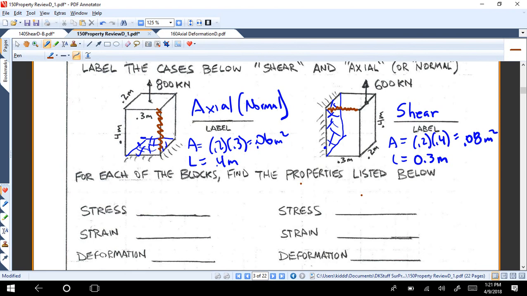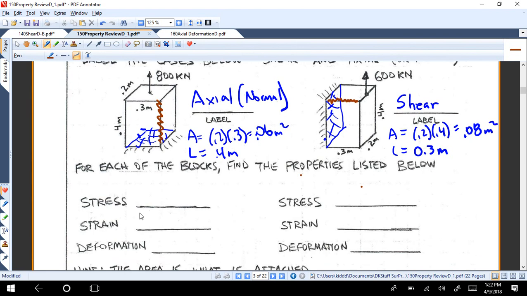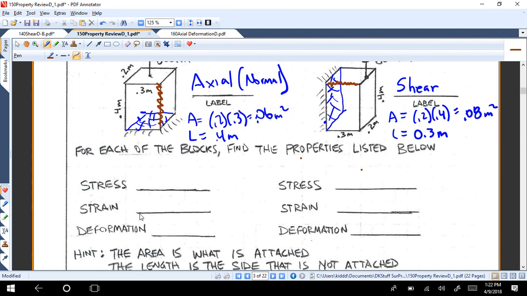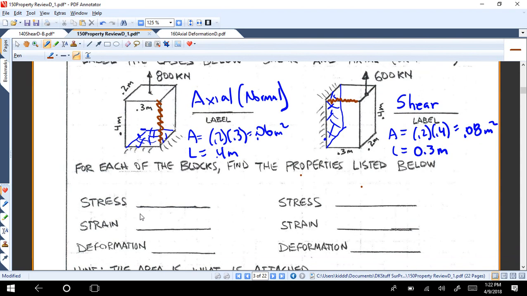Okay, now go ahead and find the, let's start with the normal stress case. Let's find the stress and the strain and deformation. Okay. So find the stress first.